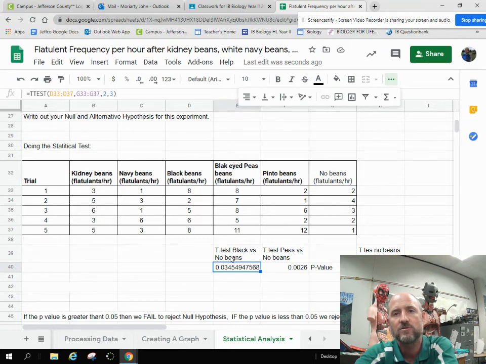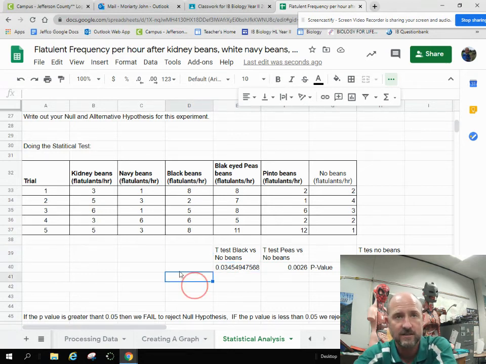And even though they were really close, we do see that there is statistical reasoning to believe that black beans do cause more flatulence than no beans. So there is a statistical difference between this data and this data for the mean. Okay, hopefully you guys are getting a good idea of how that works.